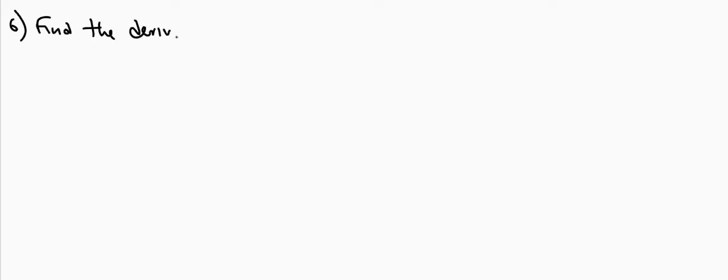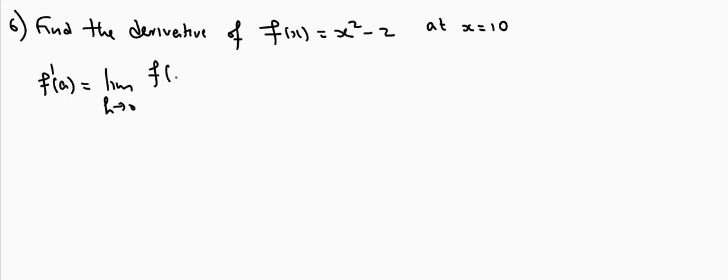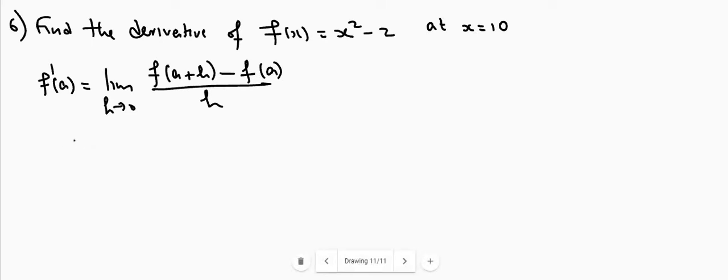Now question number 6. Find the derivative of f of x equals x square minus 2, a quadratic function, at a point, at x is equal to 10. The derivative at a point a is given by the formula: f dash of a is limit h tends to 0 of f of a plus h minus f of a divided by h. We have to find f of a plus h and f of a.